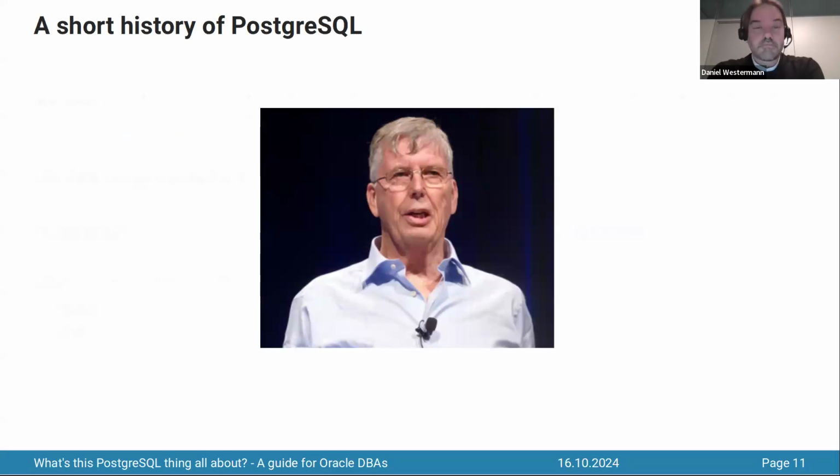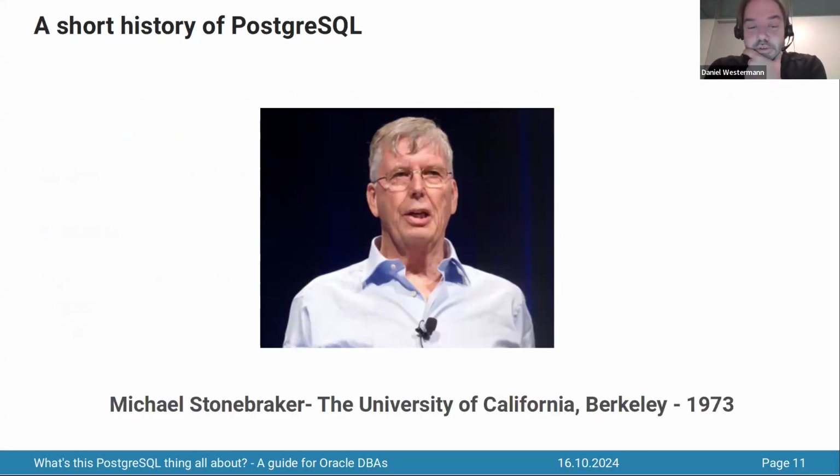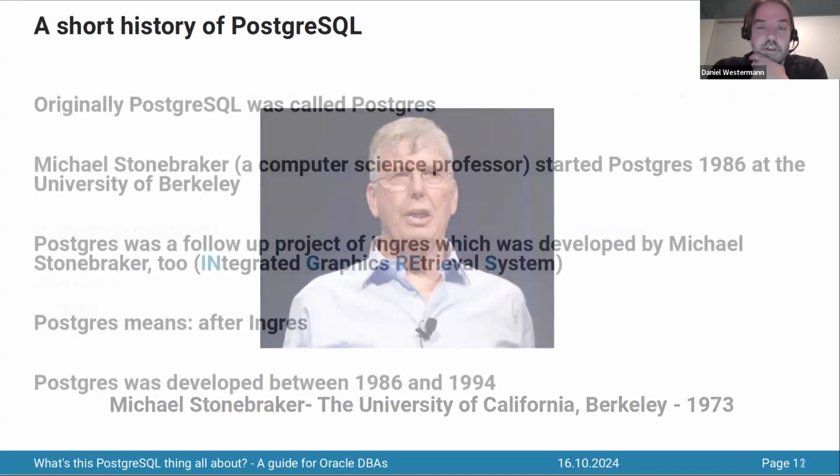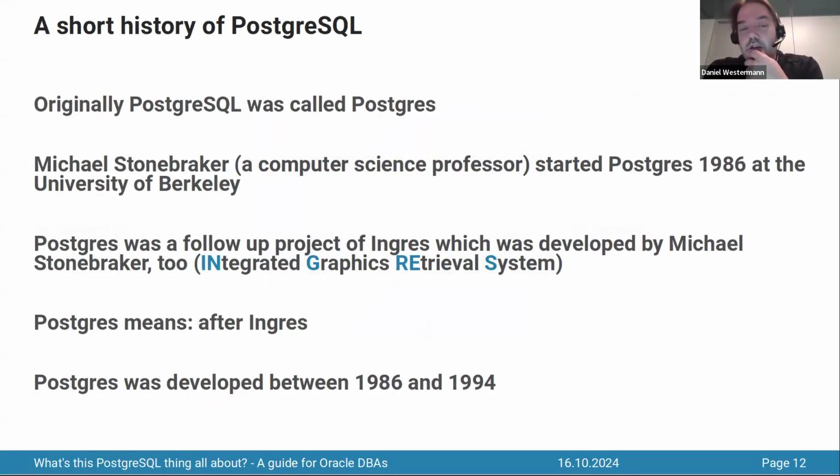A bit later, this guy is still alive, Michael Stonebraker, University of Berkeley. Maybe you know him. Based on that paper of Codd, he created a reference implementation which was called Ingres. Ingres stood or stands for Interactive Graphics Retrieval System. This is, by the way, also the reason why Postgres is named Postgres. That just means after Ingres. And as you can see on the slide, the development time for that was mid of the 80s until mid of the 90s.